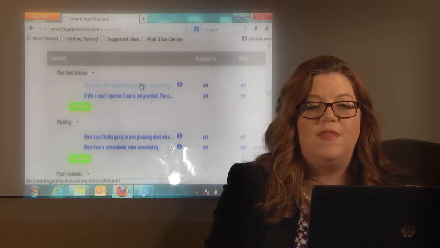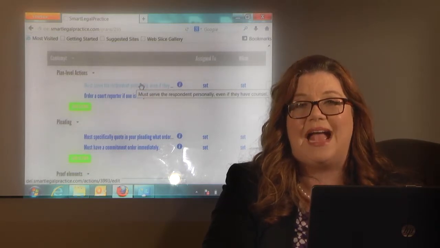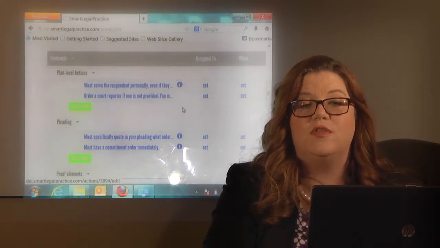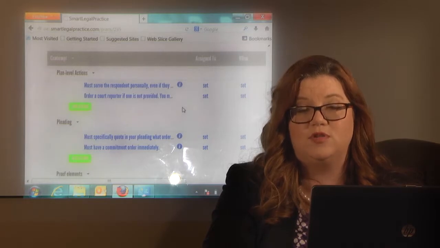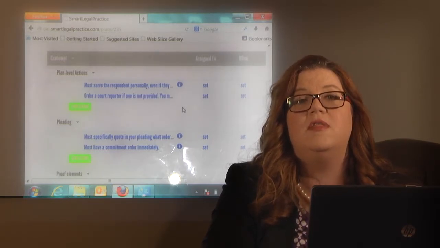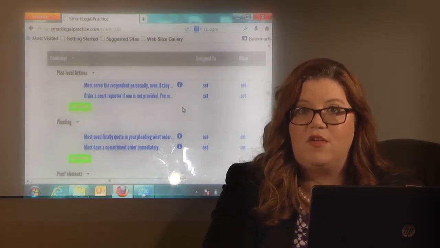So, one thing to note is you have to serve the person that you're asking to be held in contempt personally. And that means their person, on their body. A person has to have eyeball-to-eyeball contact with them and hand them the motion for contempt, even if they have a lawyer. And that's different than our normal practice.